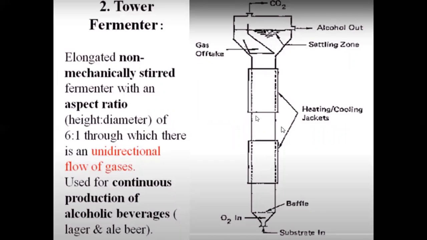The next type is the tower fermenter. As you can see, it is a very long fermenter which has an aspect ratio of height to diameter of 6:1, through which there is a unidirectional flow of gas. So basically, the gas is moving in just one direction, and we are inserting the oxygen from the bottom of the fermenter. It rises up towards the top of the fermenter, and it is getting converted into CO2 as the fermentation proceeds, and the carbon dioxide is released from the top of the fermenter. This is used for the continuous production of alcoholic beverages.